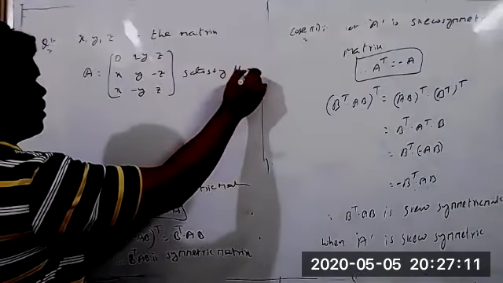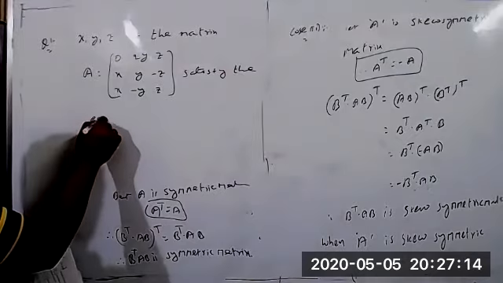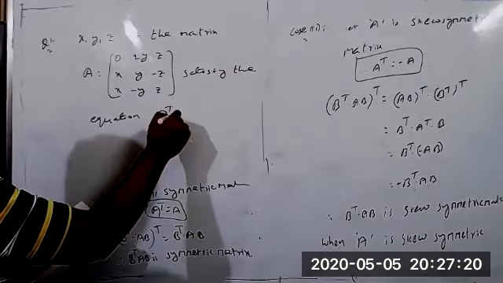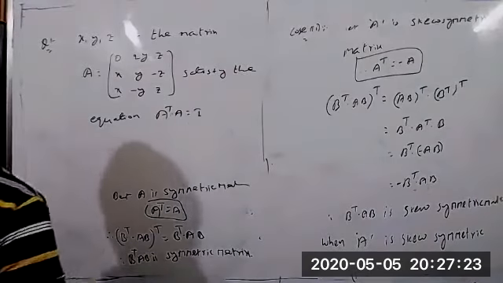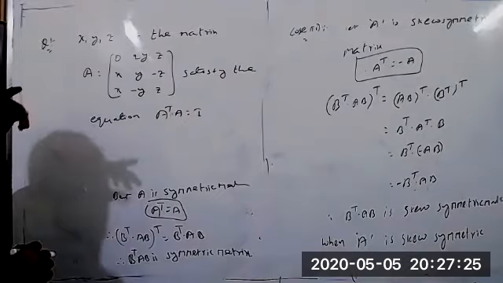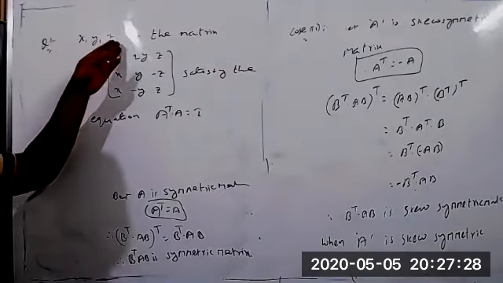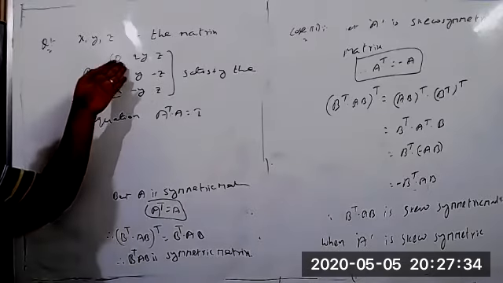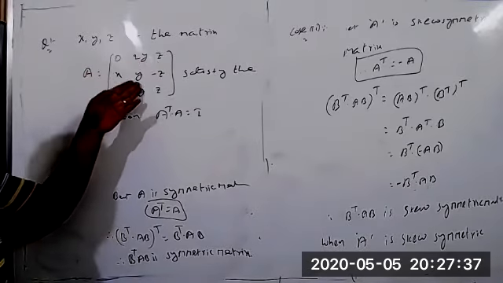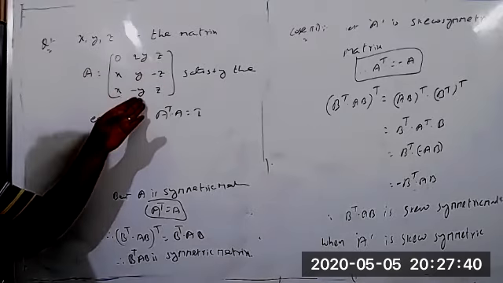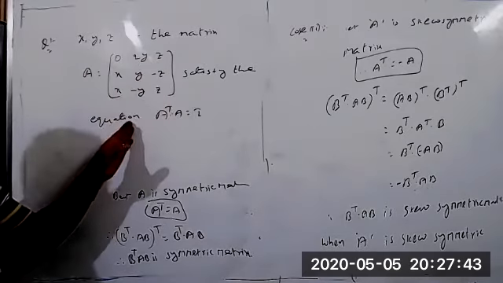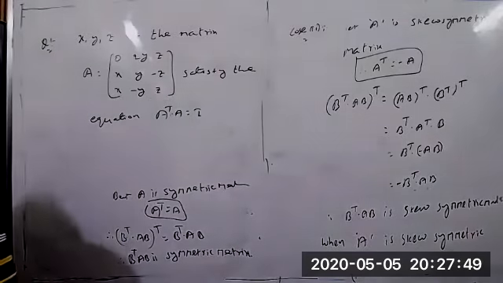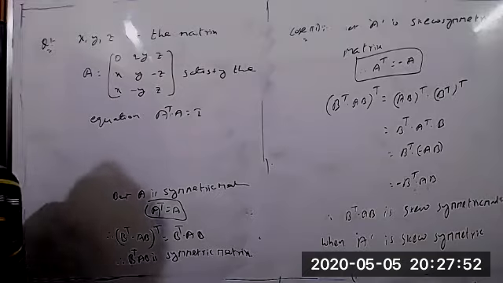So can you read the first line? I'll read. Satisfy the equation A transpose into A equal to I. Now find the values of x comma y comma z if the matrix A equal to 0, 2y, z; x, y, minus z; x, minus y, z satisfies the equation A transpose into A equal to I.